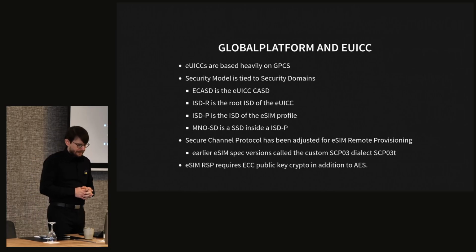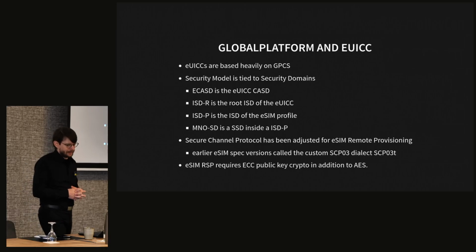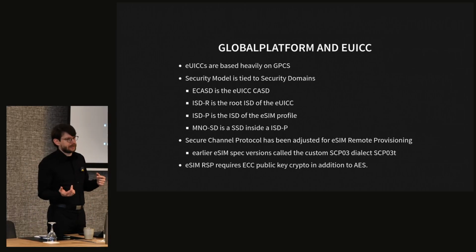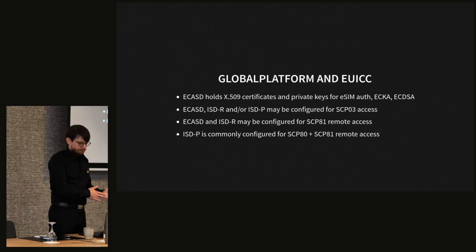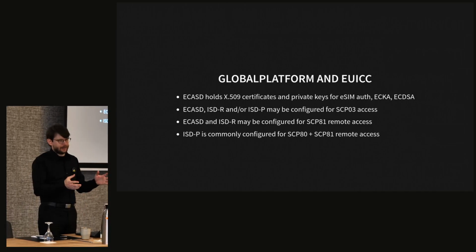And the authentication of the off-card entities with the ECASD works using elliptic curve public key crypto, and the encryption then actually uses AES. So authentication uses ECC certificates, and then you use ECKA, elliptic curve key agreement, to derive a symmetric key that you use for the actual encryption of the data there. Yeah, the ECASD holds the X509 certificates, at least in consumer eUICC.